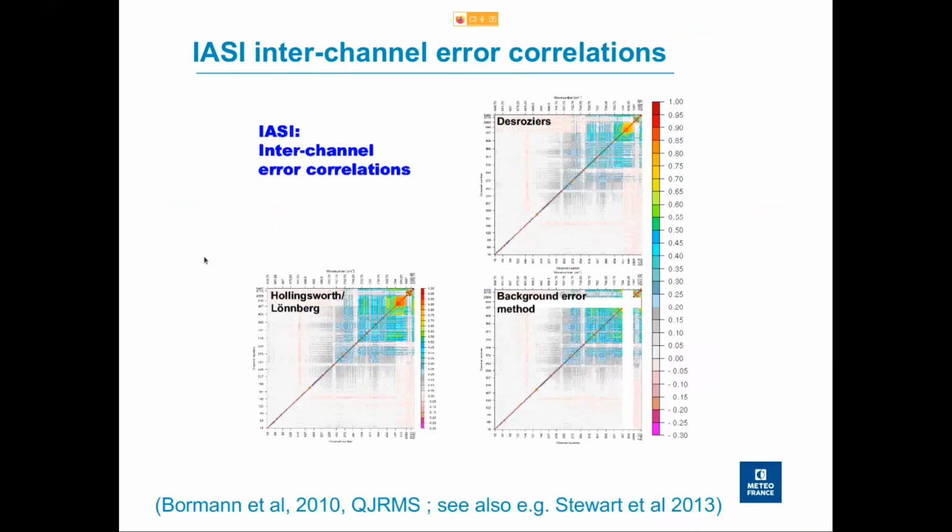And this is another illustration of the method in order to retrieve inter-channel error correlations. So this is taken from a paper by Niels Bormann at ECMWF. And so this figure shows the results provided by 3 different methods about these inter-channel error correlations. And it can be noticed that they look relatively consistent with each other. And so this may give some confidence in the results of this kind of diagnostics. And it must be noticed that this kind of inter-channel error correlations are now used in many NWP centers.